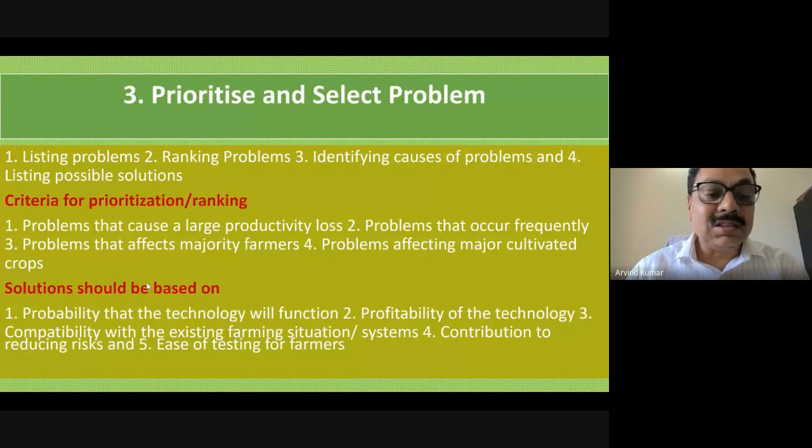You also have to be sure the technology will function or not. If it does not function, then you will be in trouble with the farmers. Your credibility will be at stake. So you should be sure about that. Then the profitability of the technology, whether it is profitable or not, compatibility with the existing farming situations, and contribution to reducing risk, whether the technology is going to reduce risk, and ease of testing for farmers. Whether it is simple or complex, if the farmer is unable to test it because of its complexity, then you should not take it. So you have to select the farmer who can deal with it.